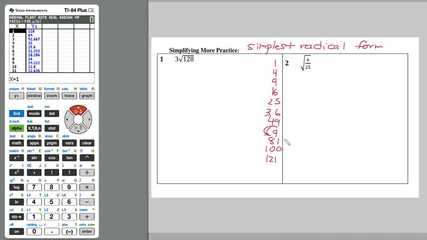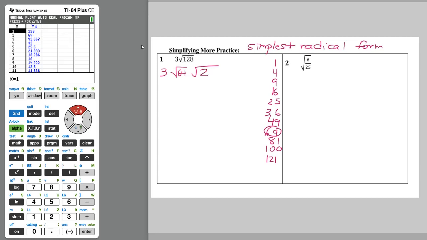That is the largest perfect square on this list and on this list, and that's all I have to do. Now I'm going to rewrite. So 3 is just going to stay on the outside, and I'm going to break this radical up into two different radicals: my perfect square, which is the 64 that I found on my list, and the not perfect square, which is the number across from it. So 2 times 64 makes 128.